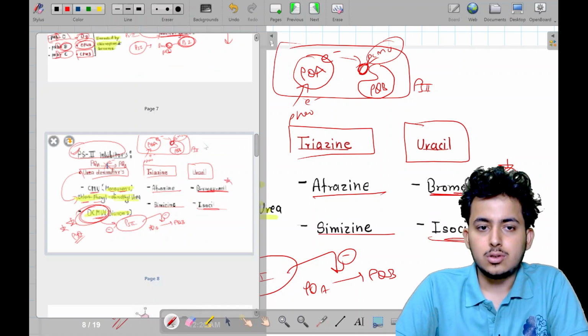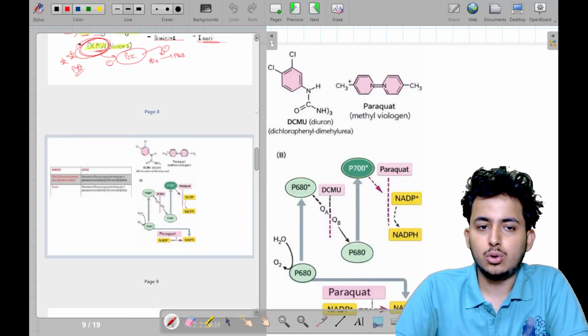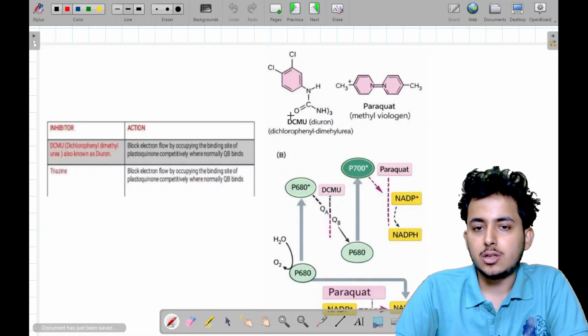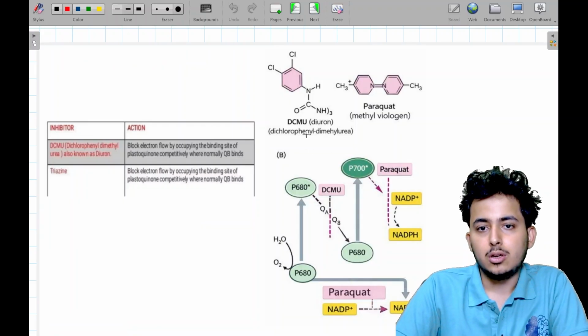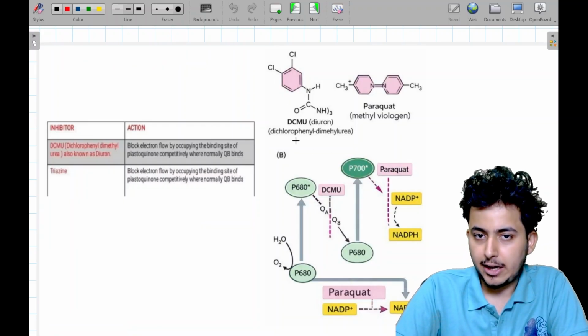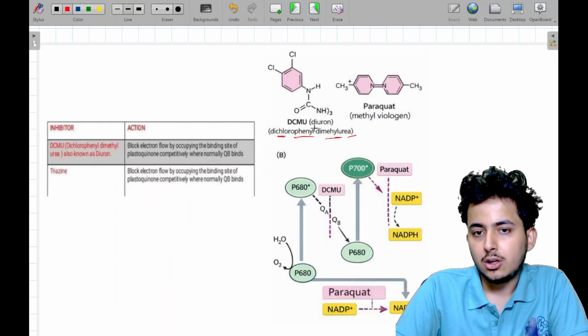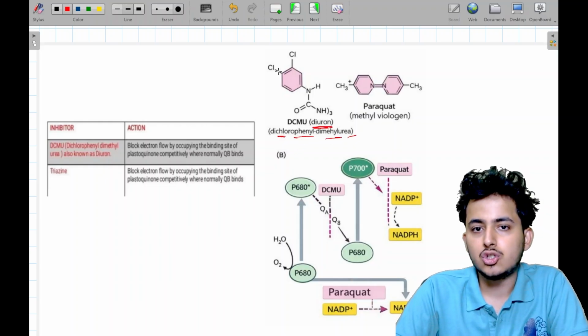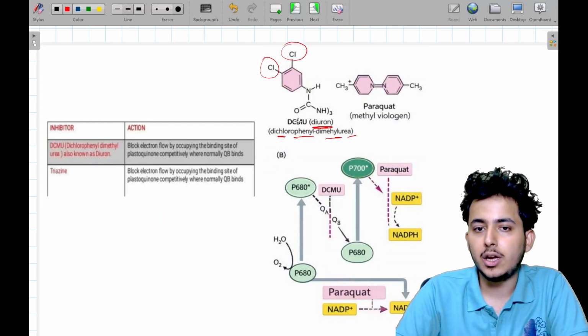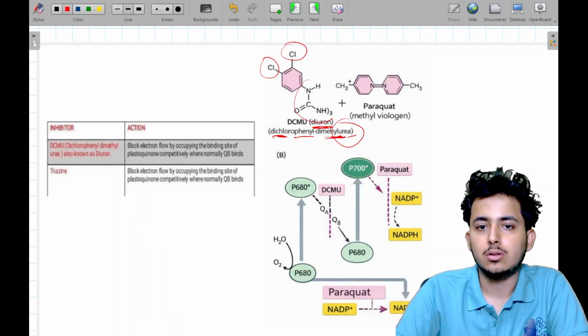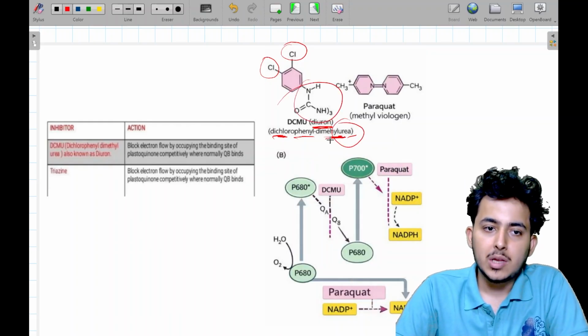If you consider this in more detail, I have drawn the structure of DCMU; here is the structure I have attached. DCMU is dichlorophenyl dimethyl urea, that is a diuron. This is the structure: two chlorine groups, dichlorophenyl, dimethyl urea.